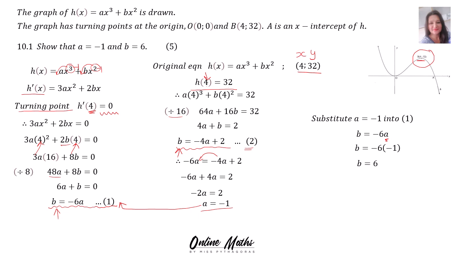And then where are the marks? The marks are for finding the derivative and equating it to 0, the substitution of the 4, the substitution into the original equation, and then 1 mark for finding a and b.